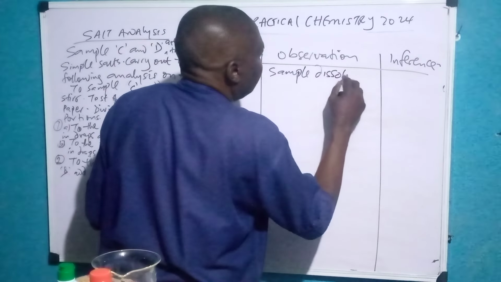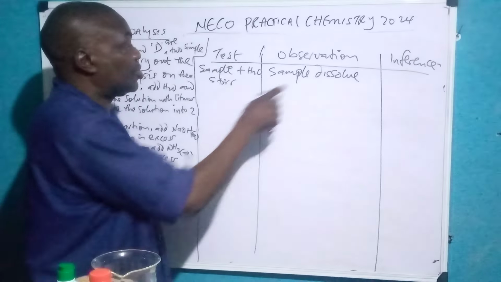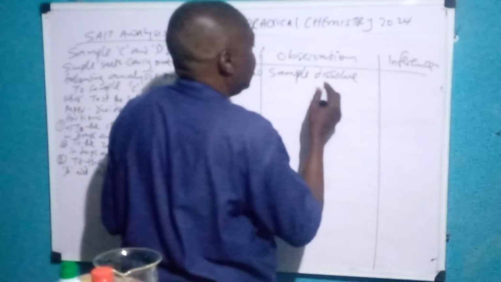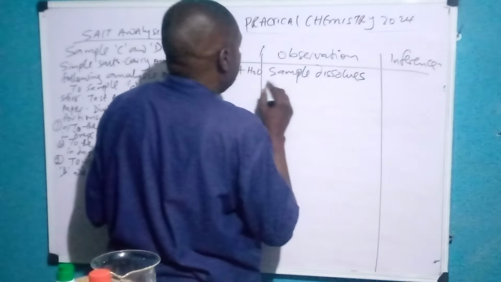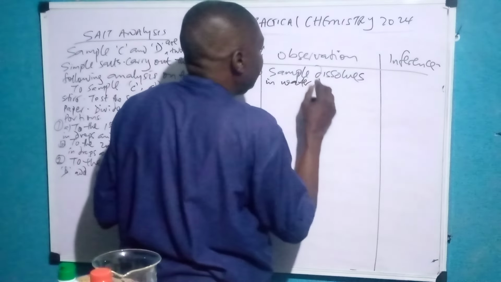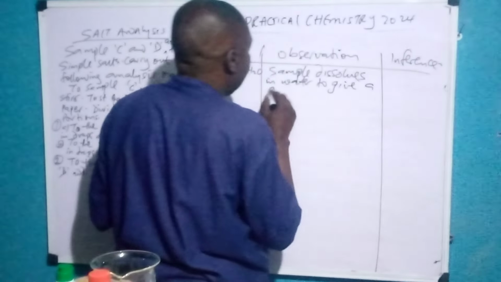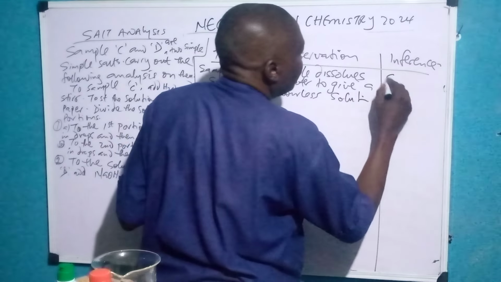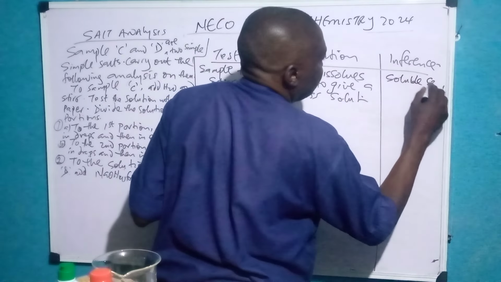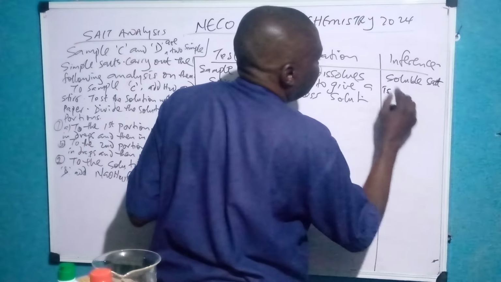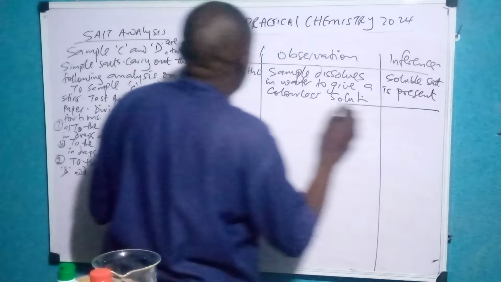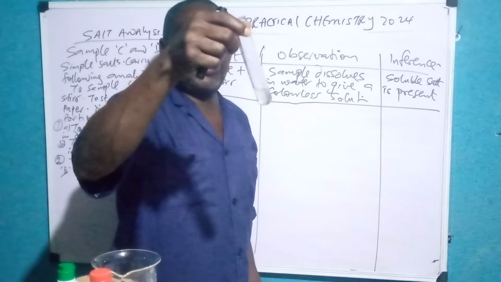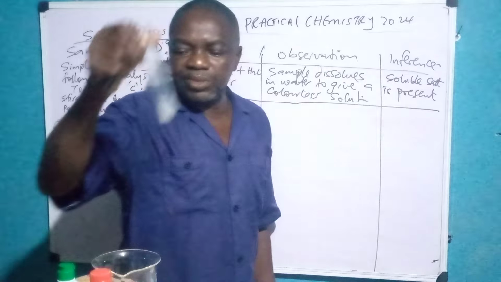dissolve. I told you the other time we were preparing for WAEC, you must not use the word soluble here. It is a conclusive word, so it is marked wrong. Sample dissolves in water to give a colorless solution. You say soluble salt is present. Like I said, if you are confused with anything, go to my previous video, you will understand better. So you can see a colorless solution like water. Remember, water has no color. That's the same thing with this.